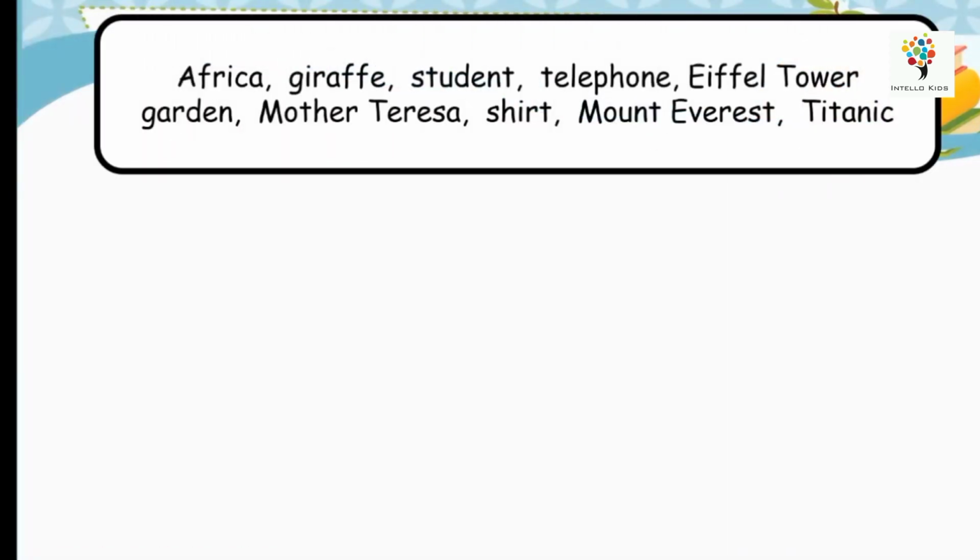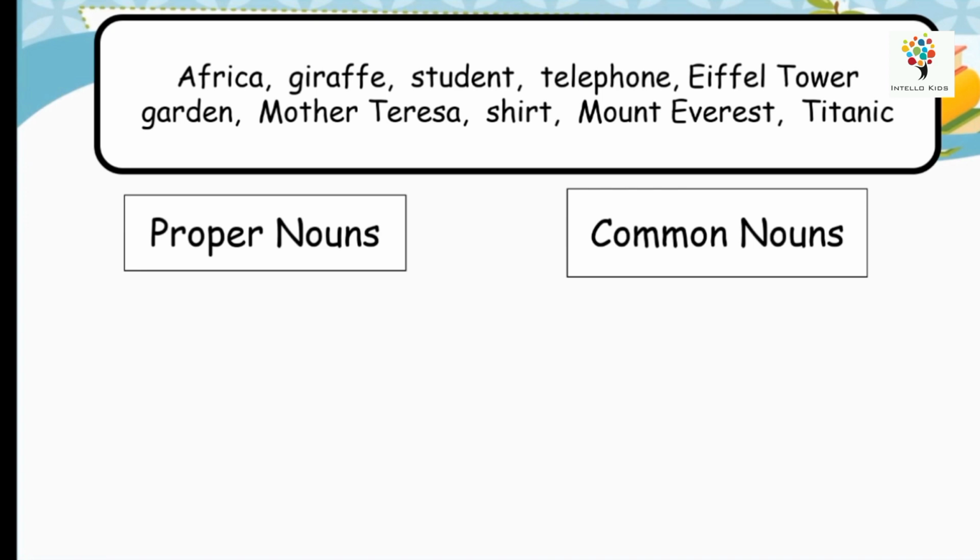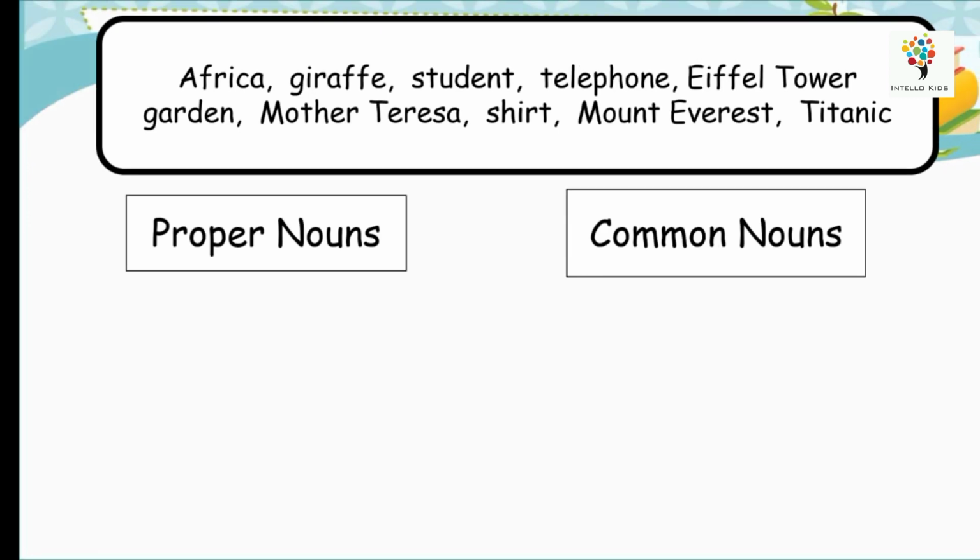Now let us see how to differentiate between a common noun and a proper noun through an exercise. There are a few examples given to us here like Africa, giraffe, student, telephone, Eiffel Tower, garden, Mother Teresa, shirt, Mount Everest, Titanic. Now we will segregate them into proper nouns and common nouns. Let's start.